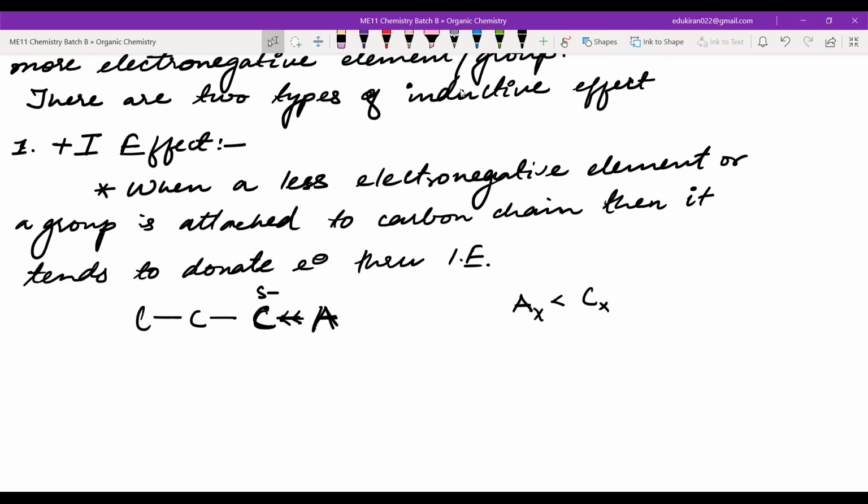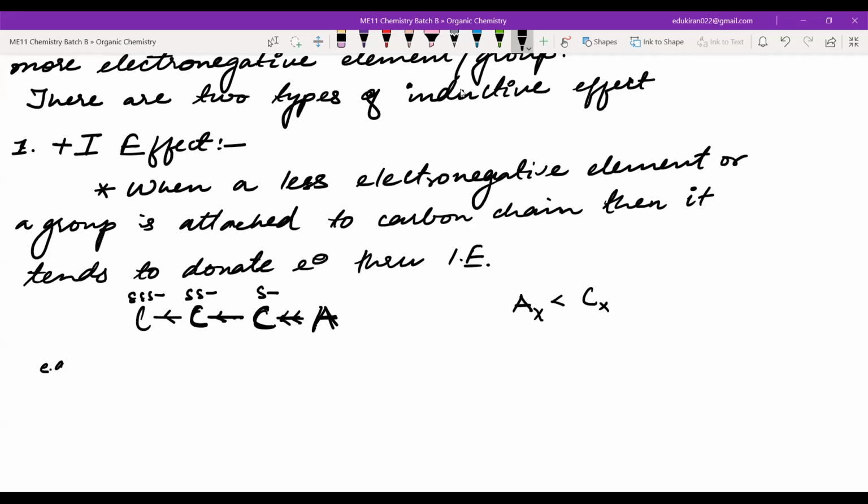That means the electron will be given to the carbon atom, right? Then it will get a delta negative charge. Now, as you know, if this is delta negative, then it is going to give some more electrons here. So delta negative, delta negative. That means this A atom is giving electrons through sigma bond, partial shifting of electrons through sigma bond towards C. And this is the plus I effect. This is when we have a less electronegative atom attached to carbon chain.